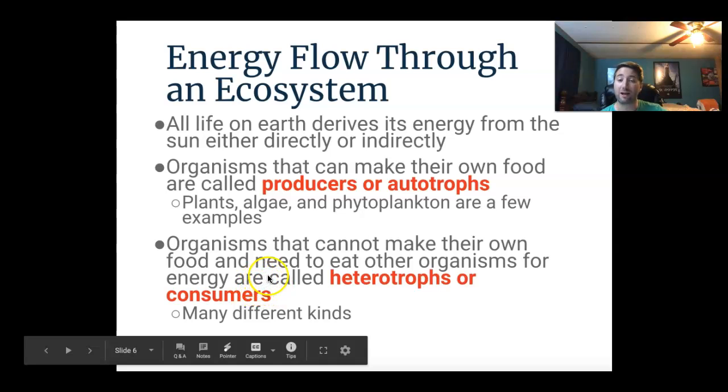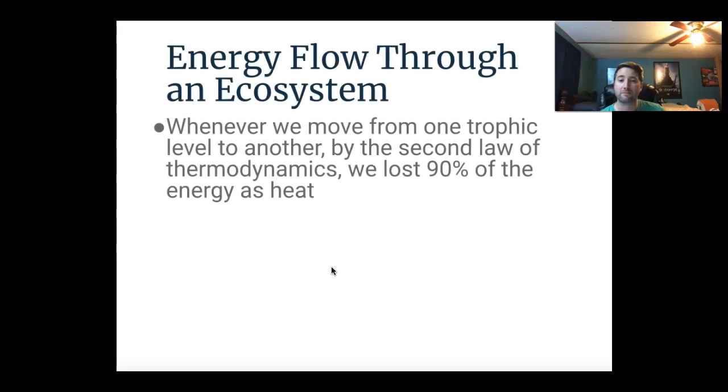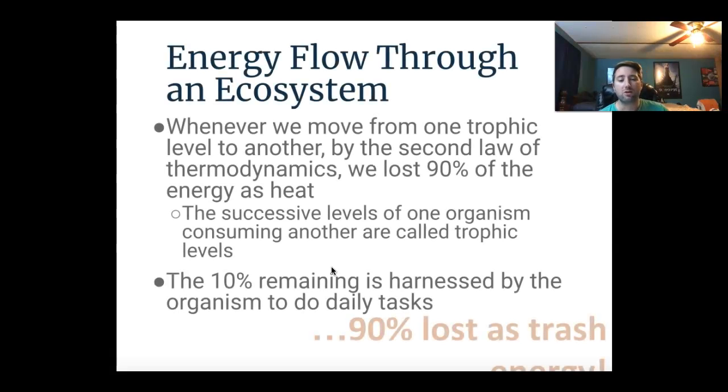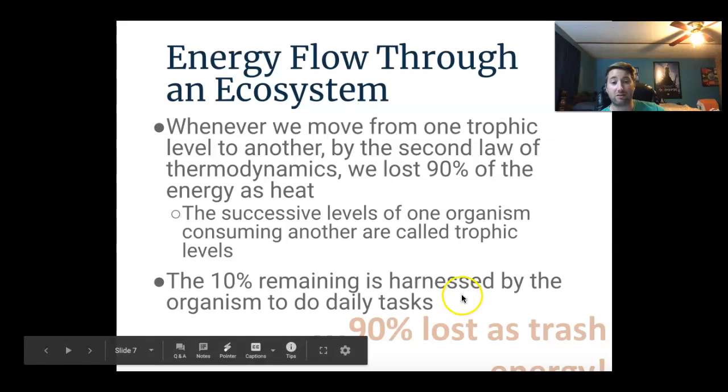And there's many different kinds of consumers, which I'm going to talk about here in a second. All right. So whenever we are moving from one trophic level to another, and trophic levels are just the levels of a food chain, as we go up from one to the next, we lose about 90% of the energy as heat. And sometimes you may see heat being referred to as trash energy.